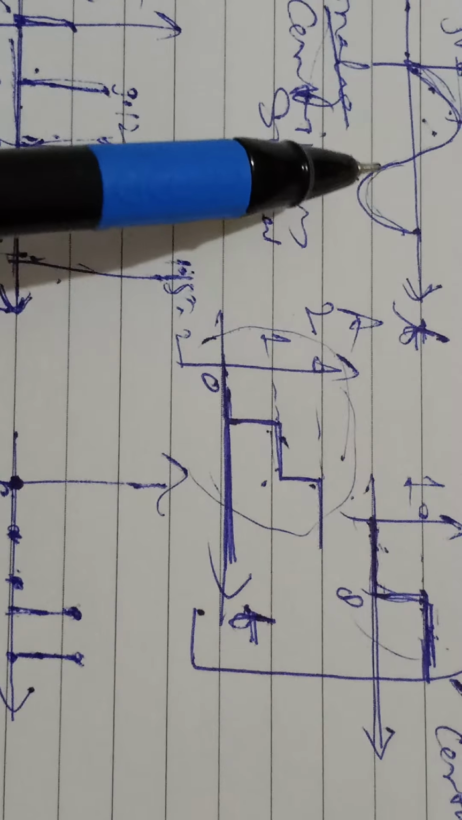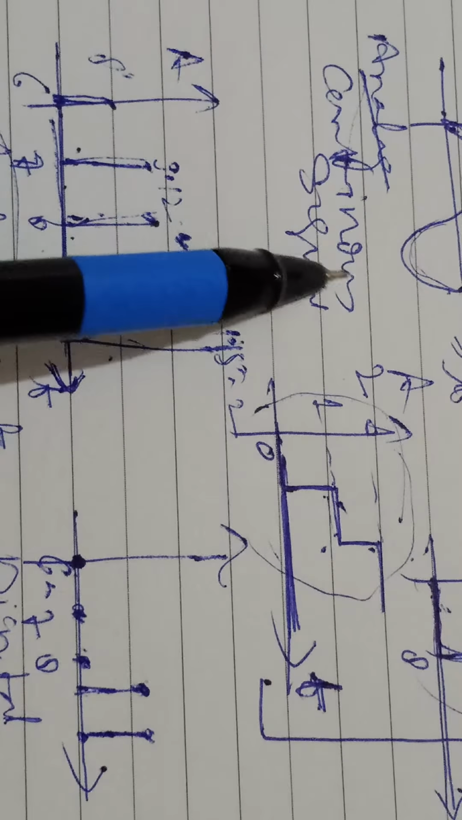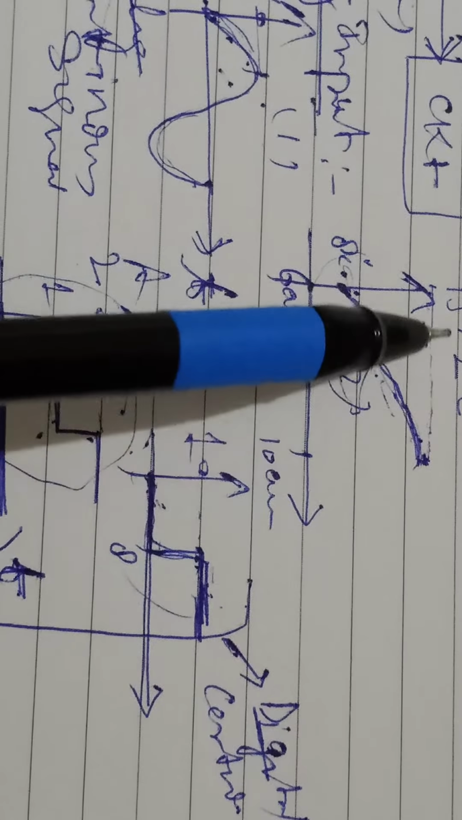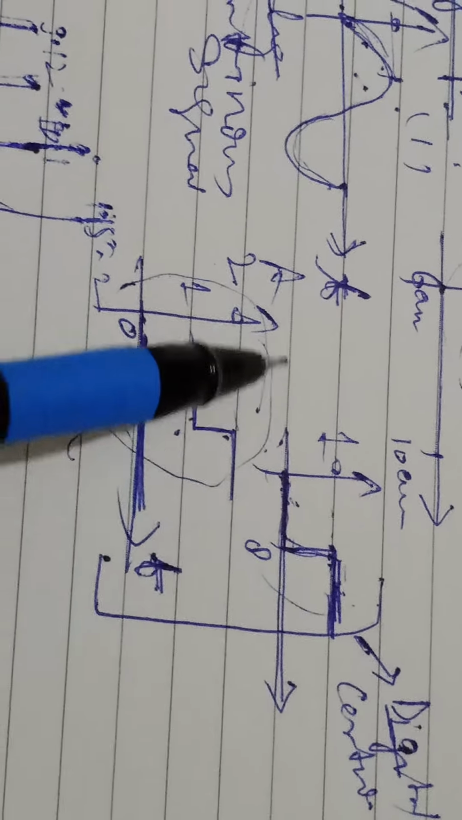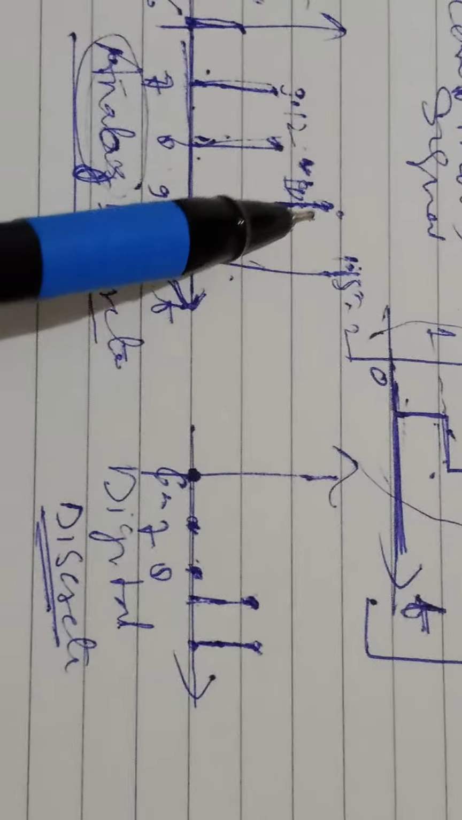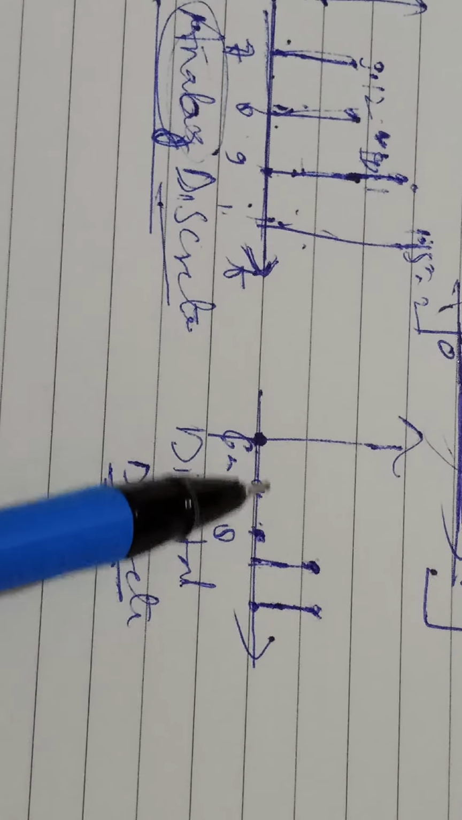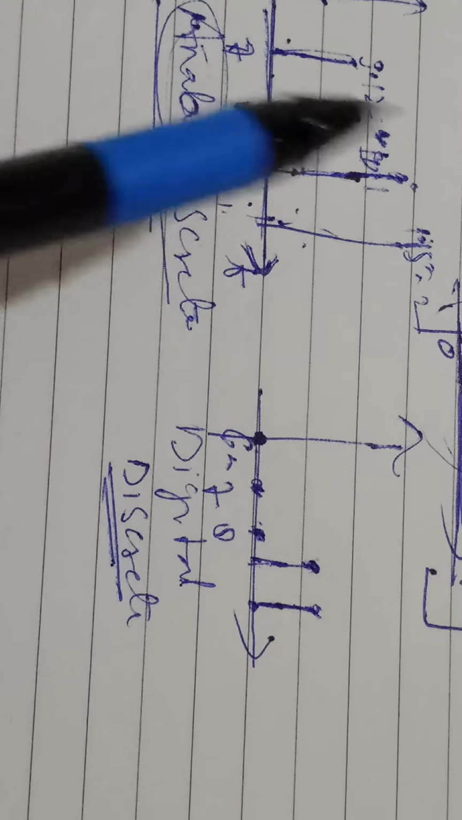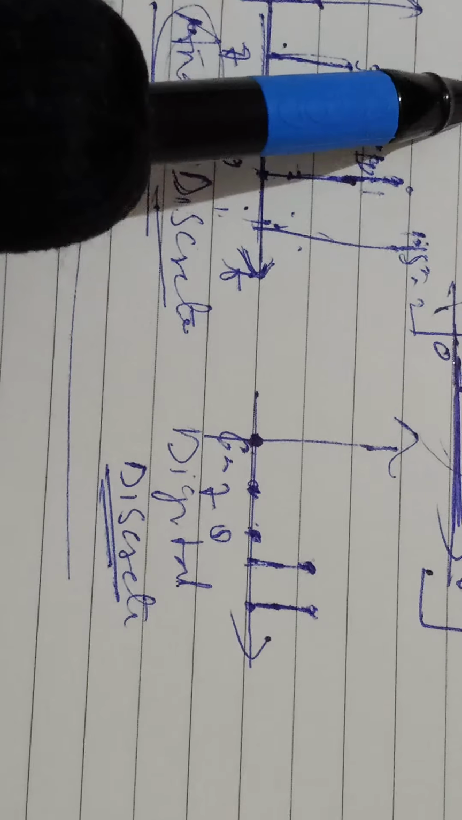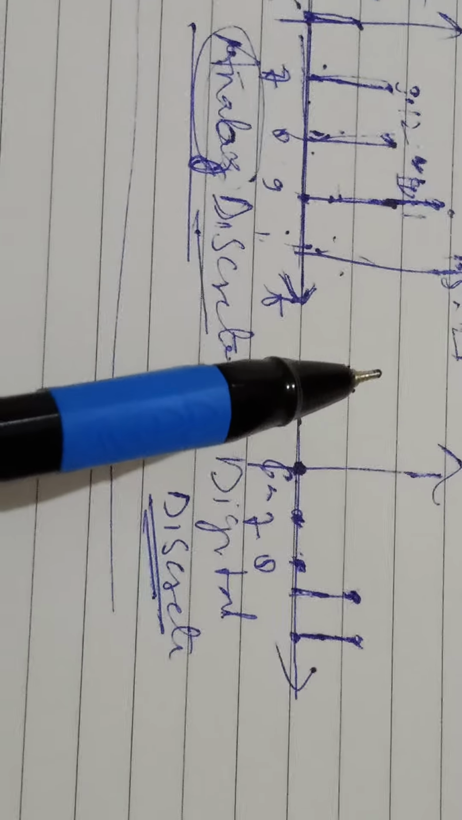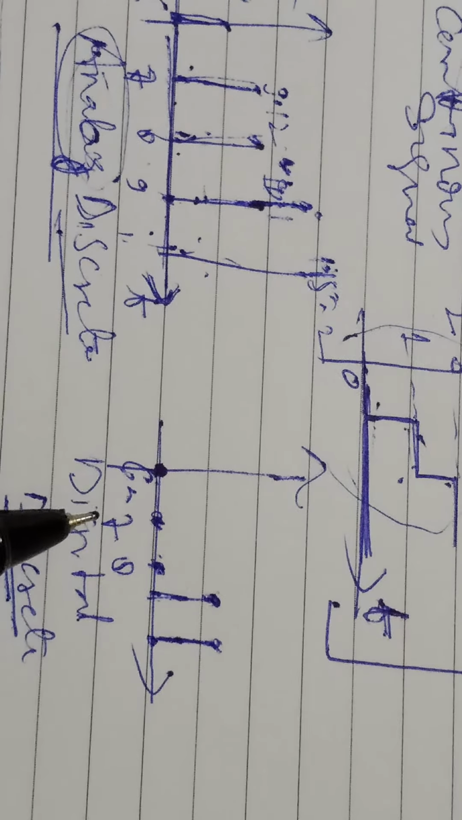So in this discussion we can see there are four types of signals. This one is an analog continuous signal. This is also an analog continuous signal. This is a digital continuous signal. This is also a digital continuous signal. But this is an analog discrete signal. And this is a digital discrete signal. So in summary we can say there are four types of signal: analog continuous, digital continuous, analog discrete, digital discrete.